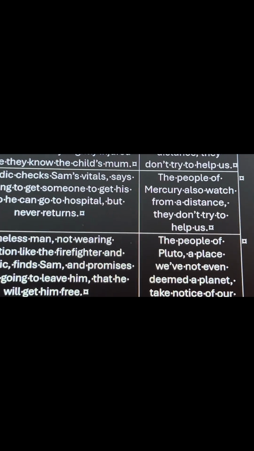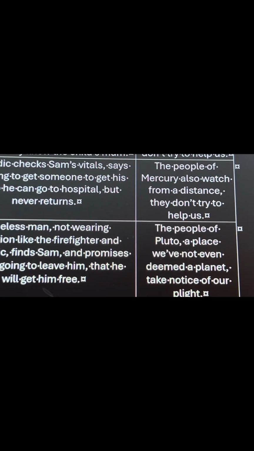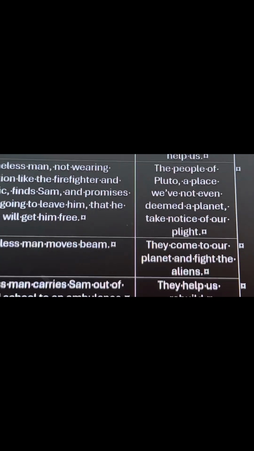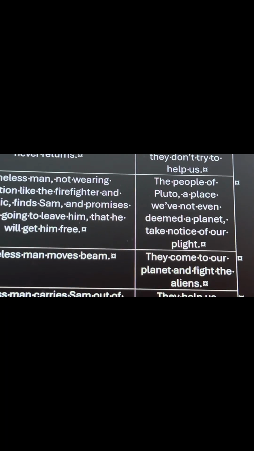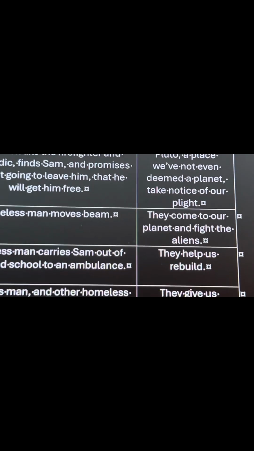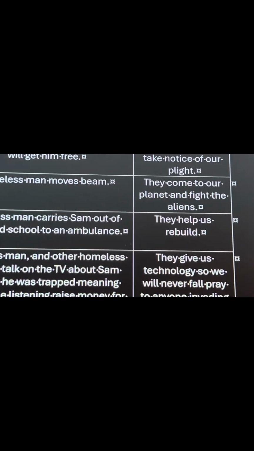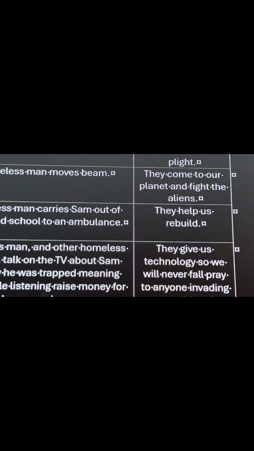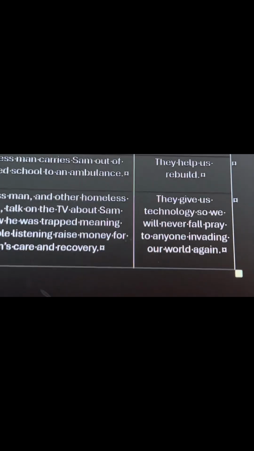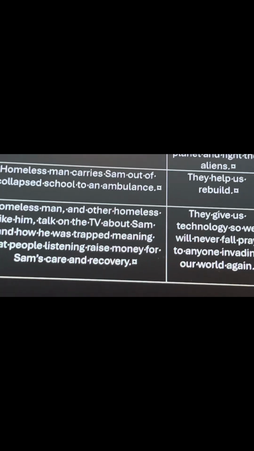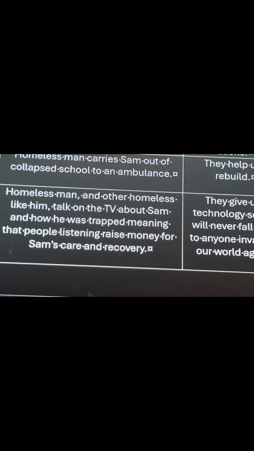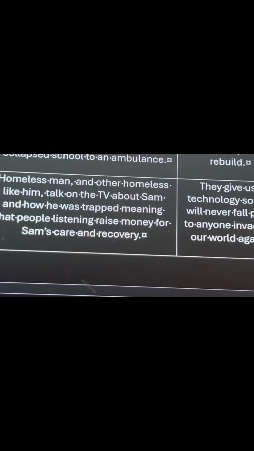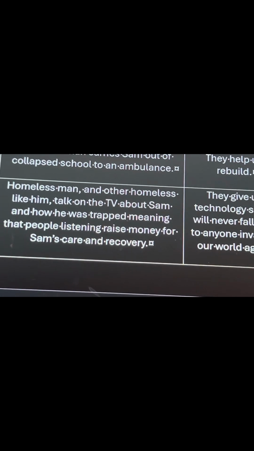The people of Pluto, a place we've not even deemed a planet, take notice of our plight. They come to our planet and fight the aliens. They help us rebuild. They give us technology so we will never fall prey to anyone invading our world again. So that also is the Good Samaritan story, but it's a very, very different story to the one that Jesus told.